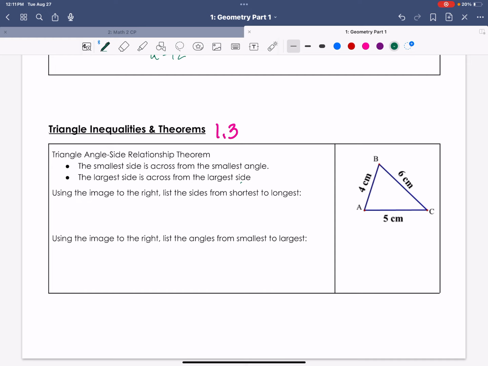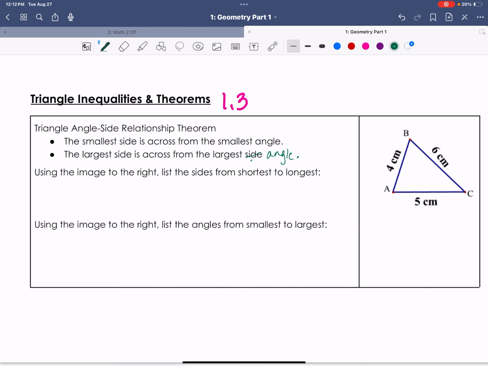And then, using the image to the right, list the sides from shortest to longest. So I'm going to cross it out, right angle, for you. There you go. All right, so using the image to the right, list the sides from shortest to longest. In this case, it's pretty easy. All the sides are in number order. So you're going to go, AB is 4 centimeters.